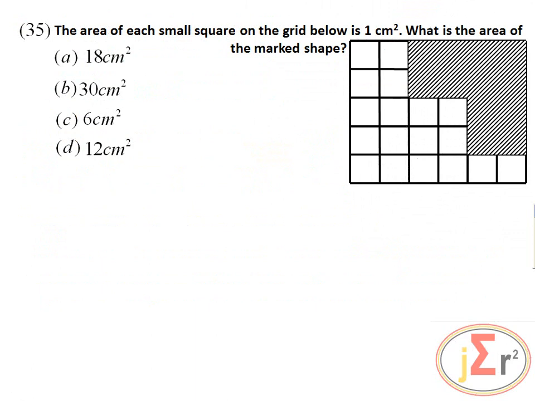The area of each small square on the grid below is 1 centimeter squared. What is the area of the marked shape? That is your question, Jerry. We can find the area of the marked shape quite easily. But while I was looking at this problem myself, I was just thinking that we need to show the grid lines in this shaded area.